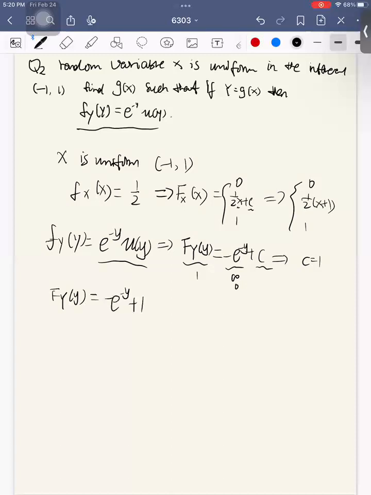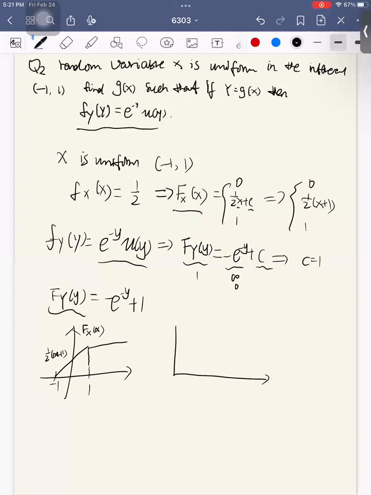Now we already have the capital F_X and capital F_Y. Then we can draw the graph like this for each of them. The -1, 1. So for the capital F_X, the graph looks like this in here. And for the capital F_Y, we have the equation here. So the graph looks like this.